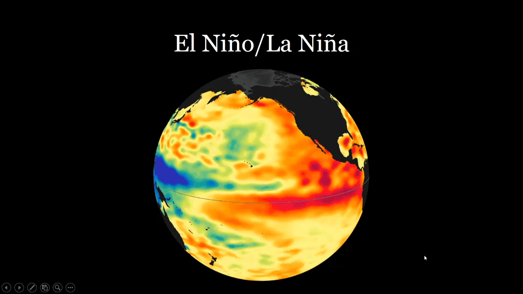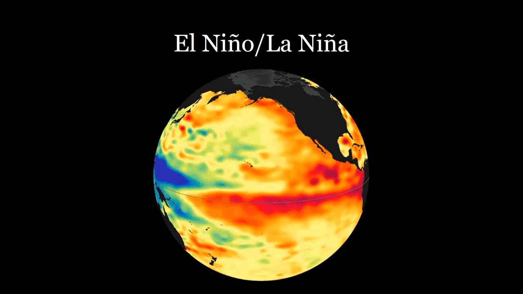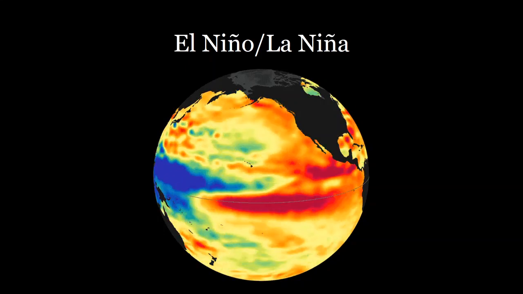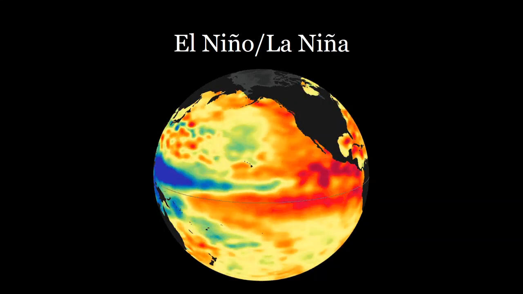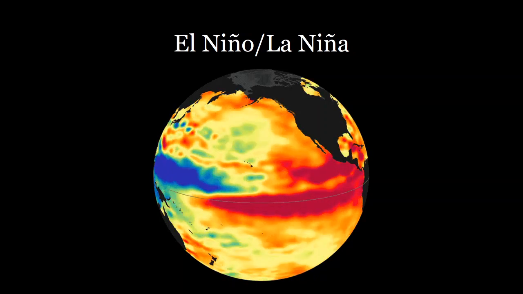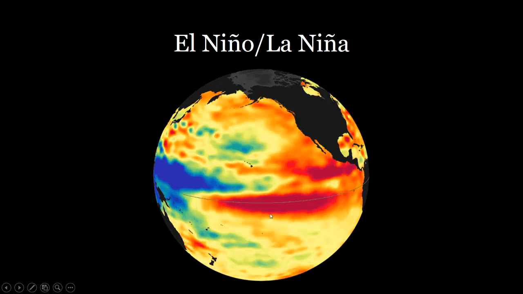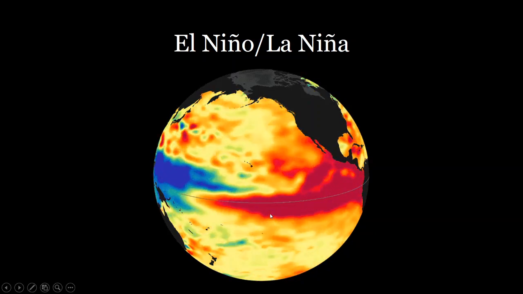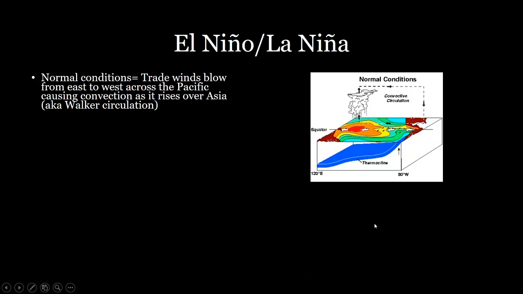All right, and so the last thing that we're going to talk about for this lecture are El Niños and La Niñas. These are atmospheric and oceanic conditions that happen in the Pacific Ocean. And you can see here, these are sea surface temperatures during an El Niño event.